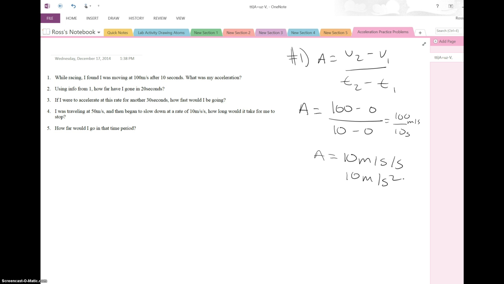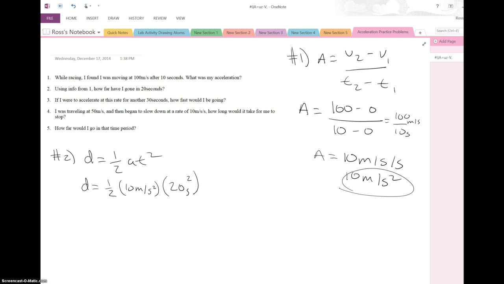Number 2, using the information from number 1, how far have I gone in 20 seconds? So we know that the time is 20 seconds. For number 2, we're looking for distance. For the distance equation, I'll let you think about that for a sec. That's 1/2 a t squared. We're solving for distance, and we know the acceleration from right here, so that'll be times 10 meters per second squared. And we know the time is 20 seconds squared. So how do we do that?